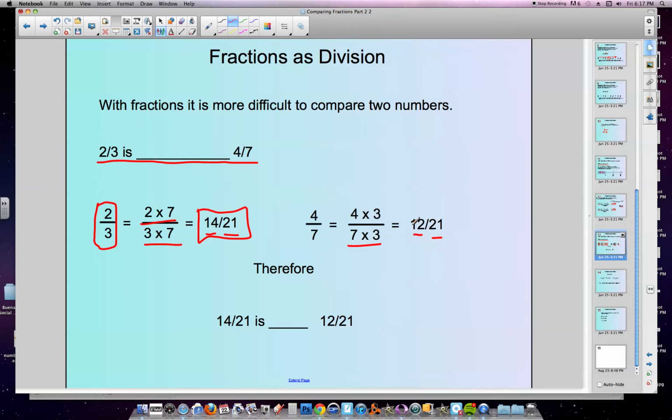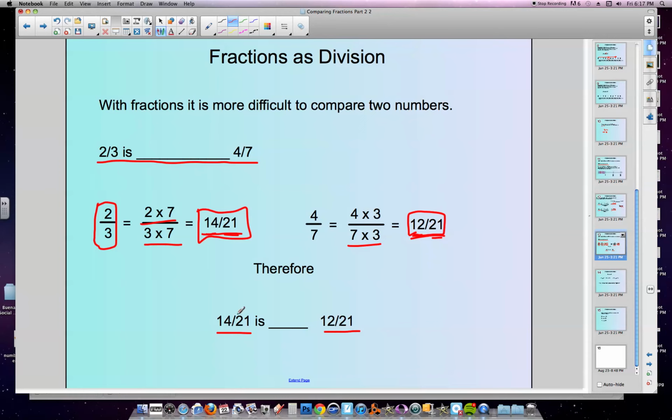And 4/7 is the same thing as 12/21. But in doing so, we've created 2 fractions that have the same denominator. This fraction is talking about 1/21, and this fraction is talking about 1/21. The only difference is 2/3, well, there's 14 segments that are 1/21. And 12/21, well, that's only 12 segments that are the same length as this.